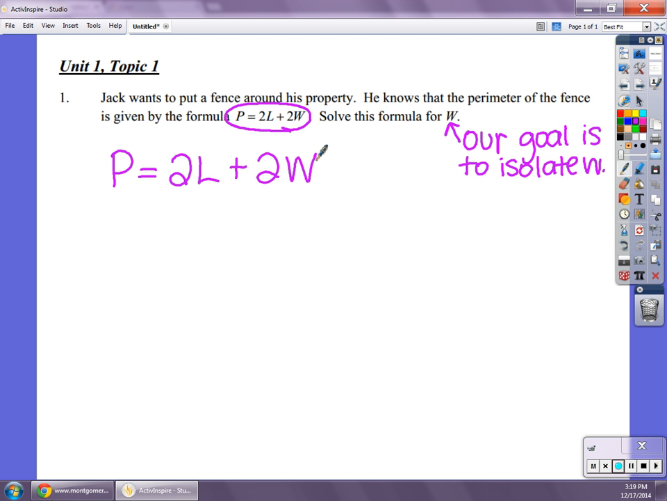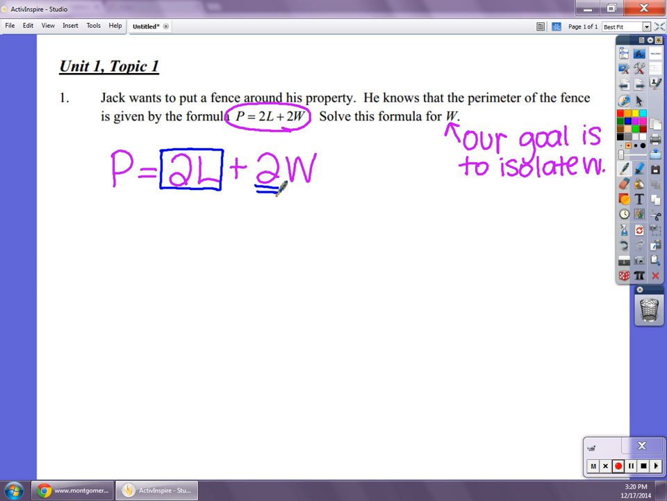What I want us to notice is we have 2L that's on this side of the equation with the W. We also have this 2. It is the coefficient of W, or the number in front of W. So we need to get rid of both of these things. We need to get them to the other side of our equation so that W is by itself.